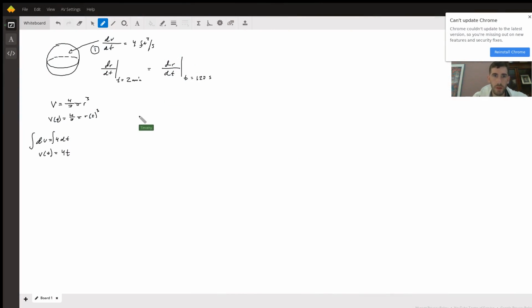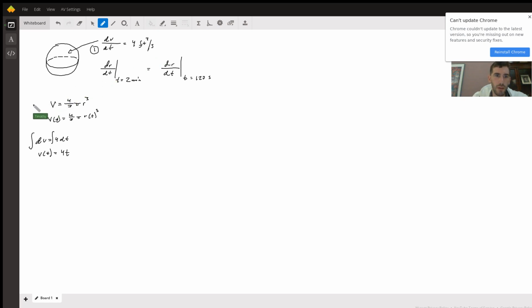All right, so for this problem, we're given a spherical balloon whose volume is increasing at a rate of 4 feet cubed per second. What we need to find is the rate at which the radius is increasing at t equals 2 minutes. So we can modify that to dr over dt at t equals 120 seconds, because the units need to be in seconds to match the volume's units in seconds.